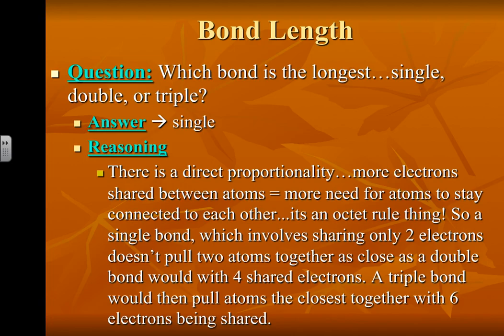So the reasoning. I'm just going to read it directly to you, so just follow along. There is direct proportionality. More electrons shared between atoms, more need for atoms to stay connected together. It's an octet rule thing. So a single bond, which involves sharing only 2 electrons, doesn't pull 2 atoms together as close as a double bond would with 4 shared electrons. A triple bond, then, will pull atoms the closest together because they have 6 electrons being shared. So longest bond, single, shortest bond, triple.